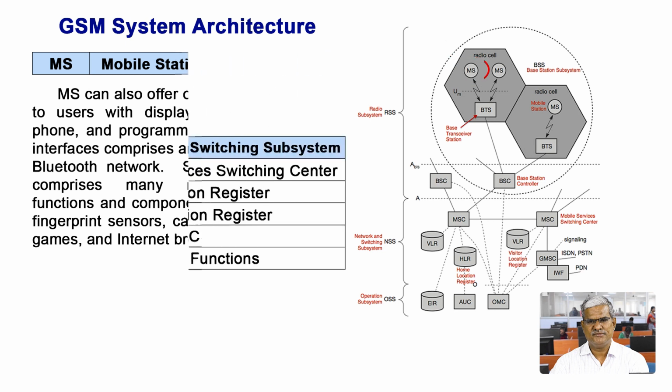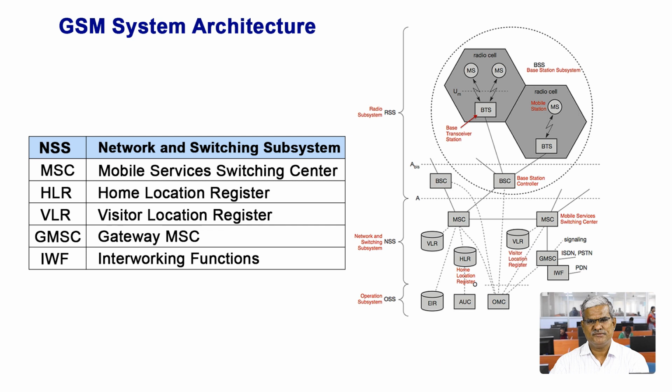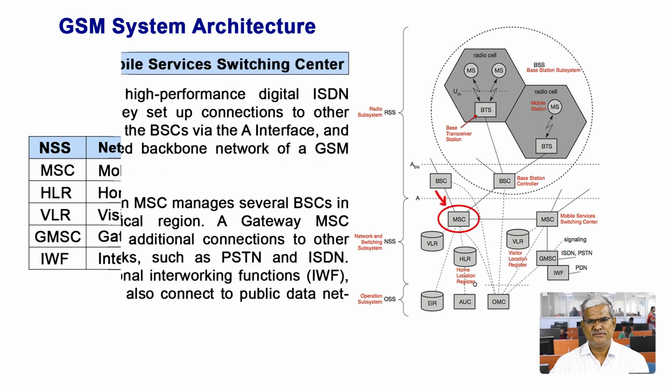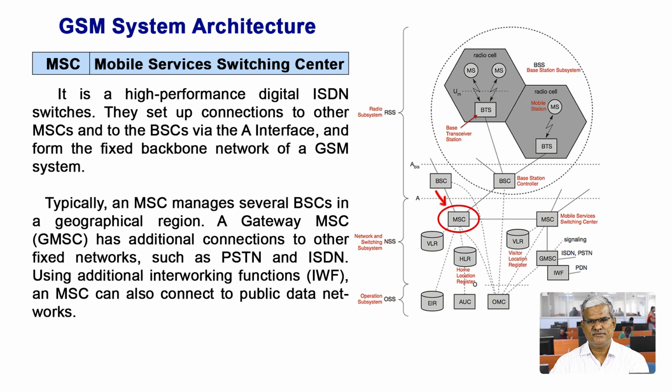The next one is network and switching subsystem. The network switching subsystem consists of MSC, mobile services switching center, home location register HLR, visitor location register VLR, gateway MSC, GMSC, and interworking functions. Let us see one by one. Mobile services switching center, MSC, is a high performance digital ISDN switch. They set up connections to other MSCs and to the BSCs via the A interface and form the fixed backbone network of a GSM system.